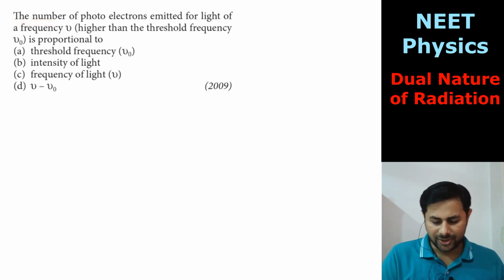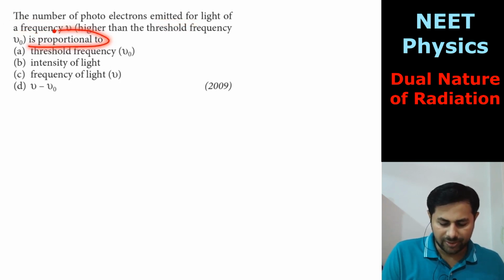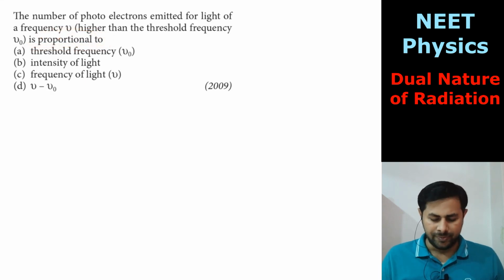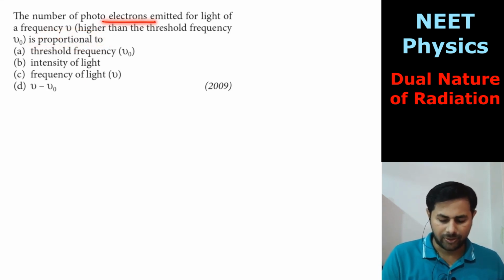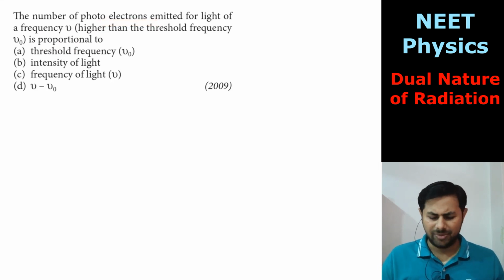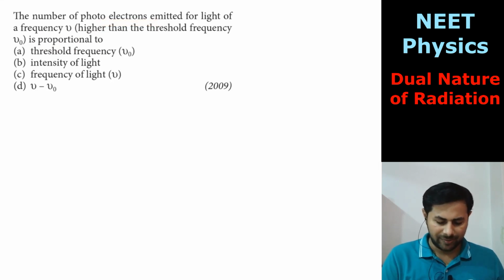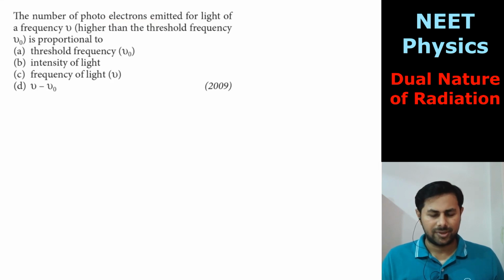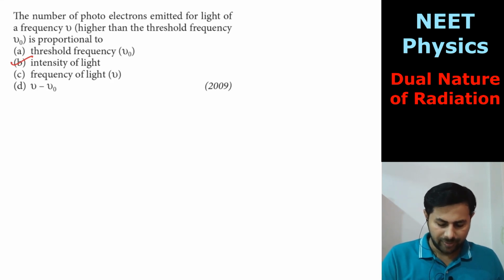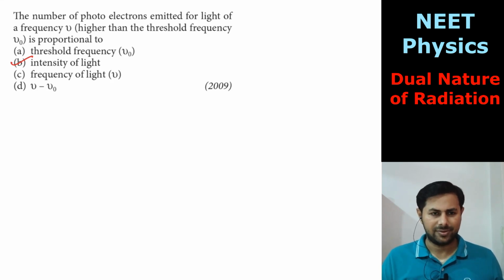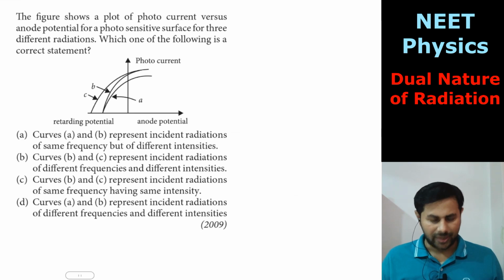The number of photoelectrons emitted for light of frequency nu higher than threshold frequency is proportional to. Tell me. That means current is proportional to. Tell me. It's very simple. Yes, it's option B. Current is proportional to intensity. Very simple. Good. Okay, let's see next one.